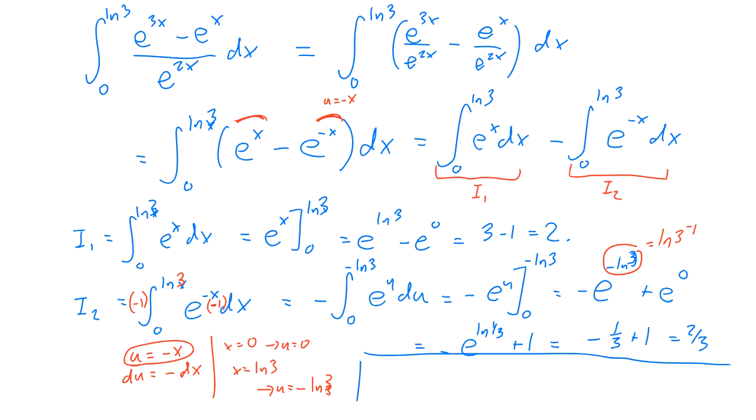And then finally, if I take integral 1 minus integral 2, I get 2 minus 2/3. I'm getting 4/3 is my answer.